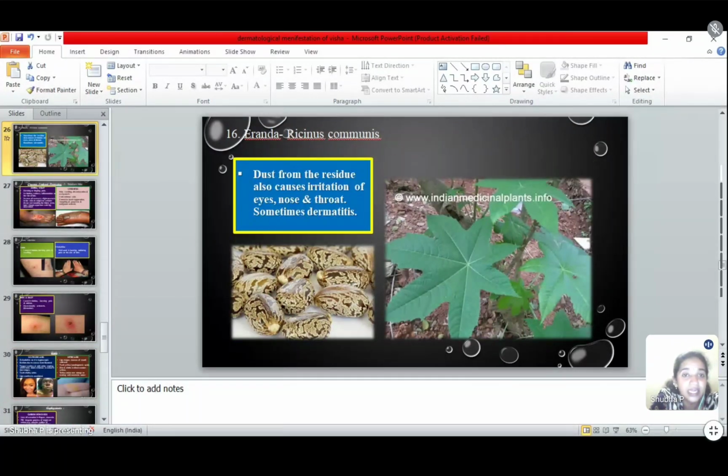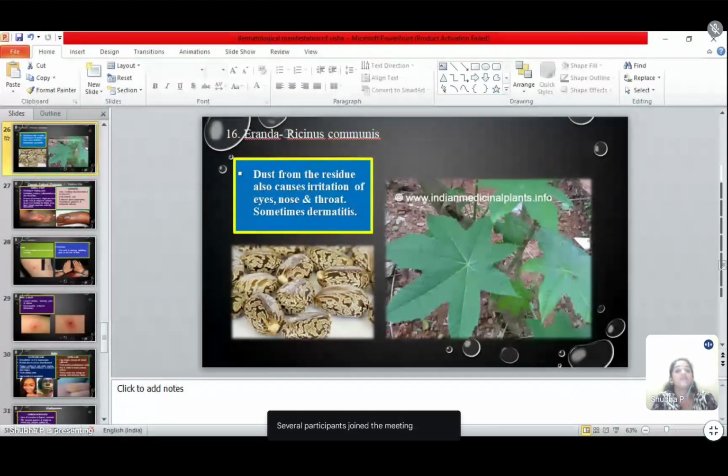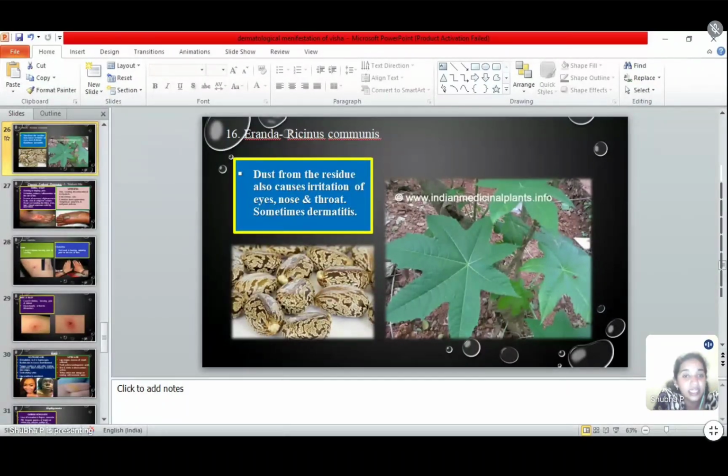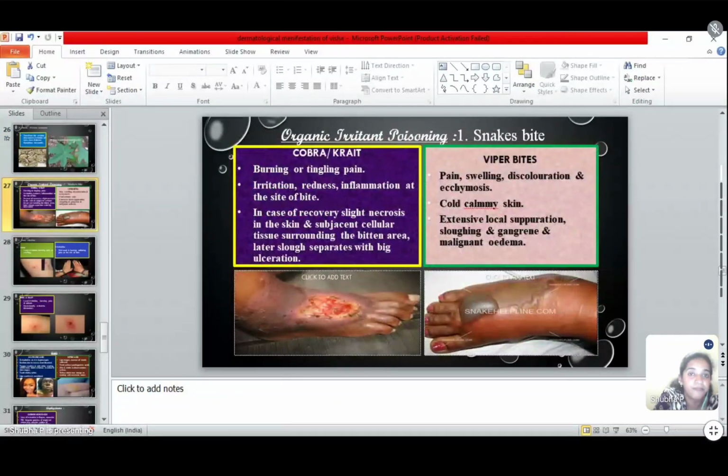Next is Eranda. Dust from the residue also causes irritation of the eyes, nose, and throat, sometimes dermatitis too. Again, comparatively less. If we compare it with Bhallataka and other Tikshna Dravyas, it is comparatively less.